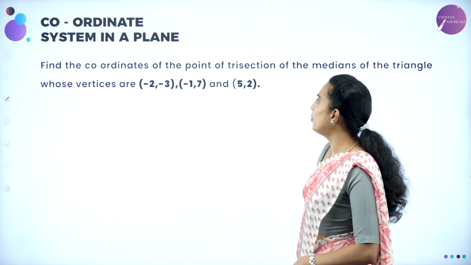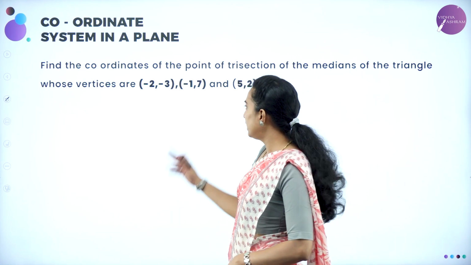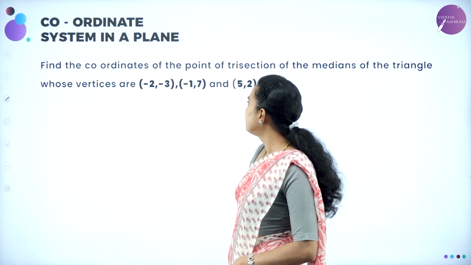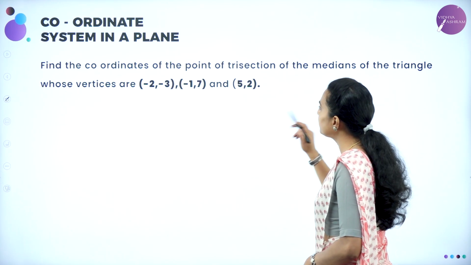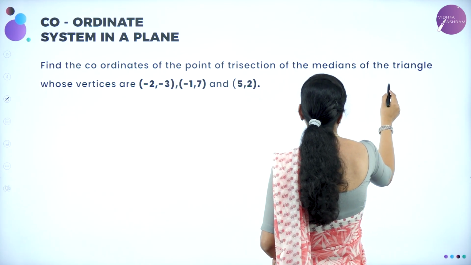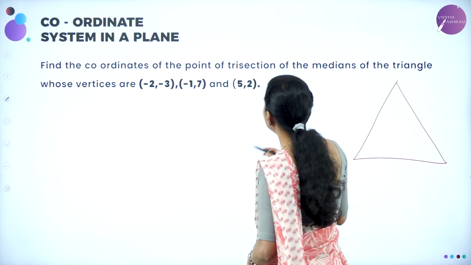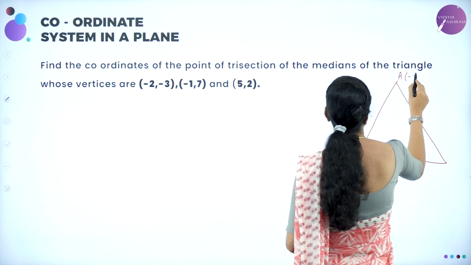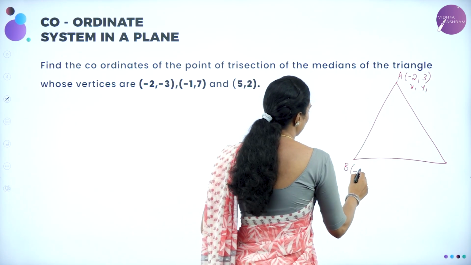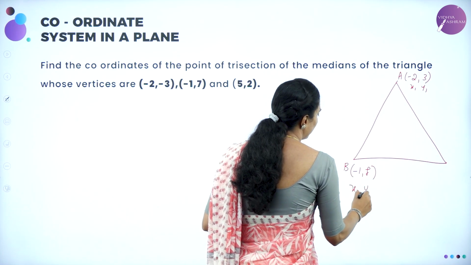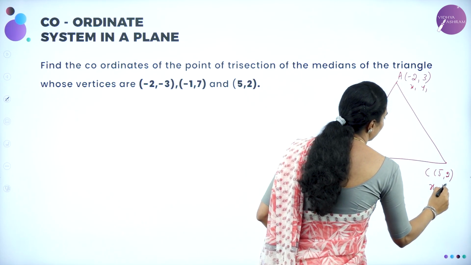Find the coordinates of the point of trisection of the medians of the triangle whose vertices are minus 2, 3, minus 1, 7 and 5, 2. Coordinates of the point of the trisection of the medians of the triangle. I'm going to draw the triangle here. So this is a triangle. What are the vertices they have given? A of minus 2, 3, this is x1, y1. And B of minus 1, 7, this is x2, y2. And C of 5, 2, this is x3, y3.